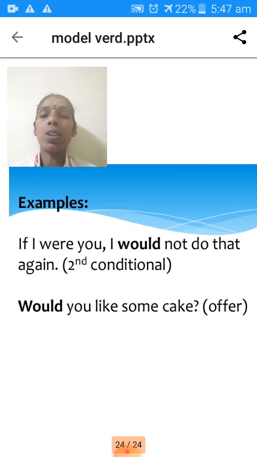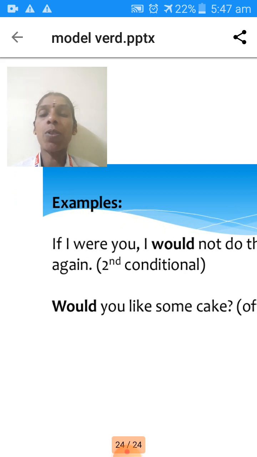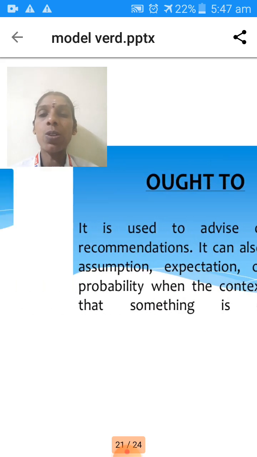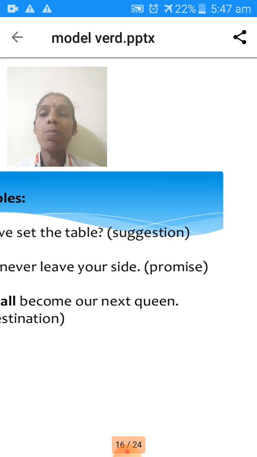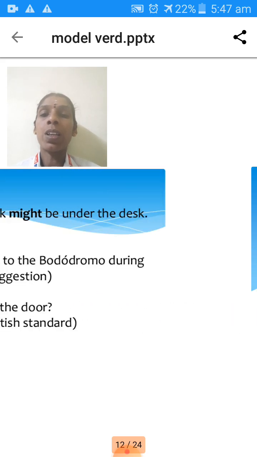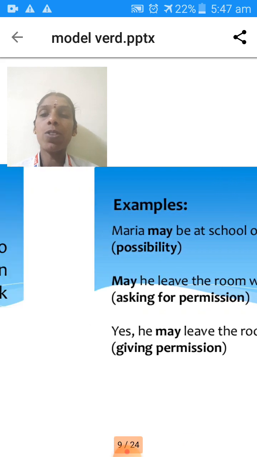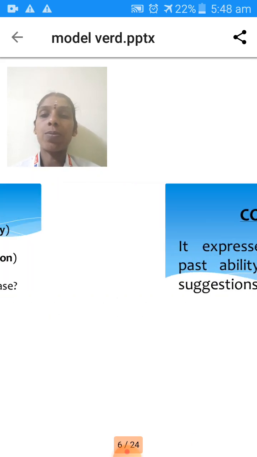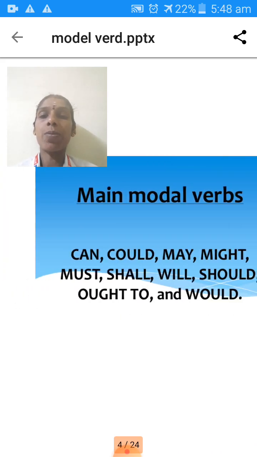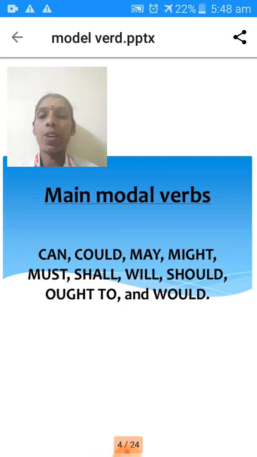Okay, that's all. We have seen some of the modal verbs and some examples of the modal verbs. Just try to write some examples using these types of modal verbs. Main modal verbs, for example, can, could, might, must, shall, will, should, ought, and would. With these modal verbs, you try to write a sentence. Thank you, students. Thank you.